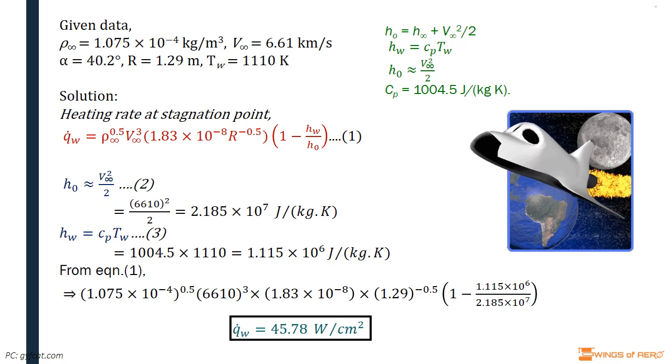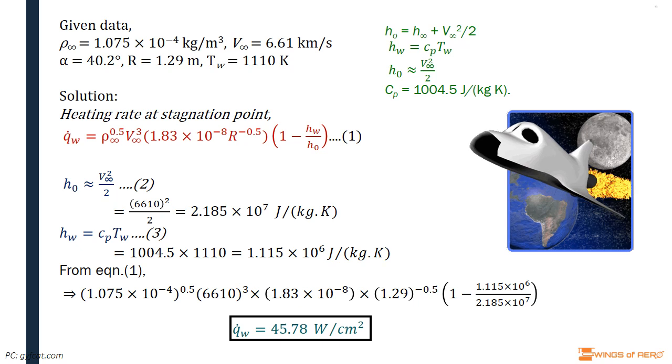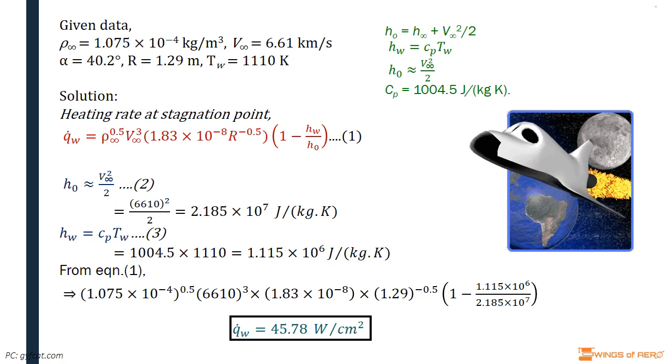For wall enthalpy, when the wall temperature is 1110 Kelvin, we can reasonably assume a calorically perfect gas. For calorically perfect air, specific heat at constant pressure C_P is equal to 1004.5 joules per kilogram Kelvin. Simplify equation 3 with appropriate values. We get h_W is equal to 1.115 × 10^6 joules per kilogram.